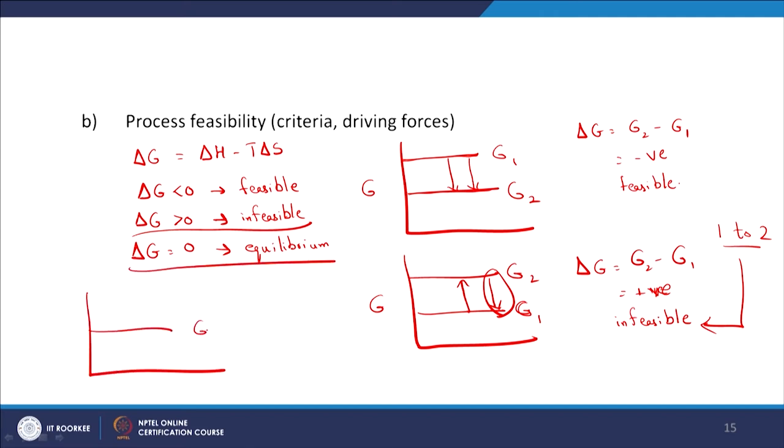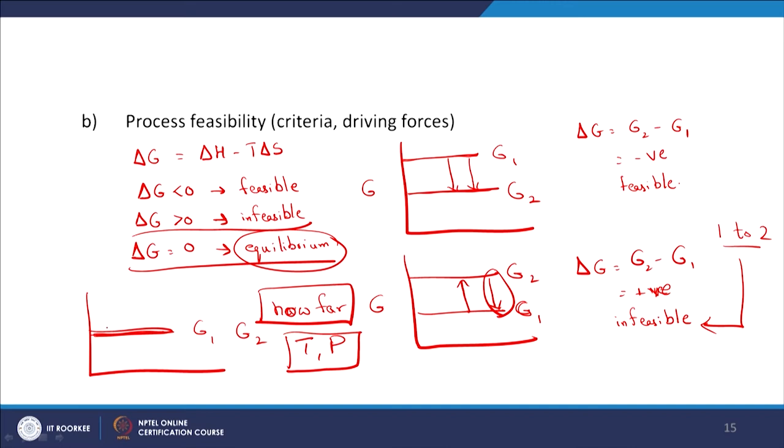When both the states are at the same energy level, there is no further intensity to either move up or down the ladder. So we can say that the system has reached the maximum extent possible at those particular conditions of temperature and pressure. We looked at equilibrium as how far the system can go at the given conditions of temperature and pressure. So when G1 and G2 are the same, the system has reached equilibrium, or traveled the farthest extent possible, under the given conditions of temperature and pressure.